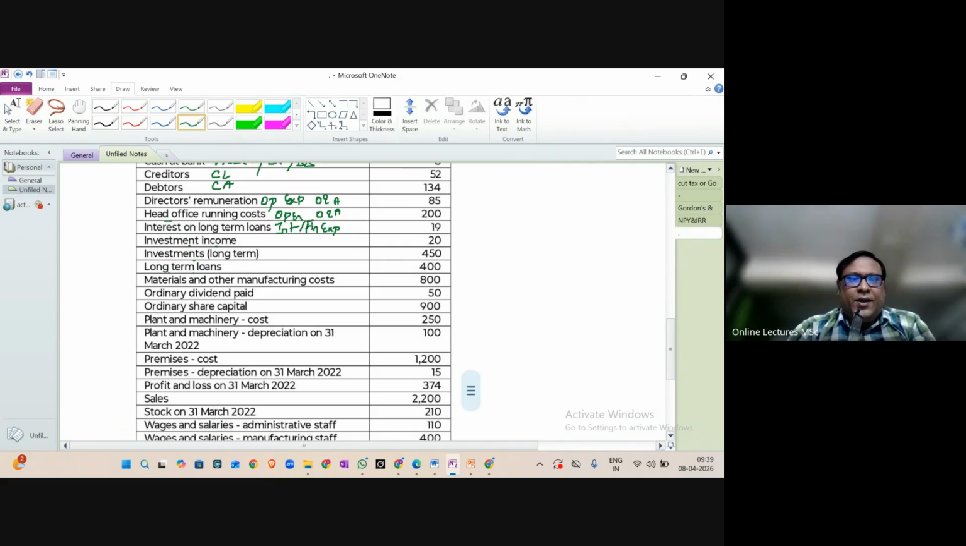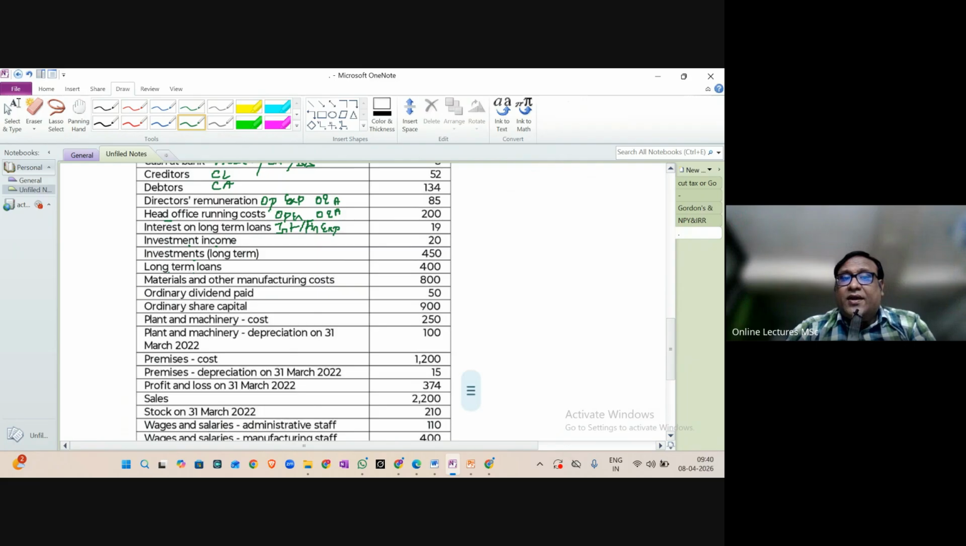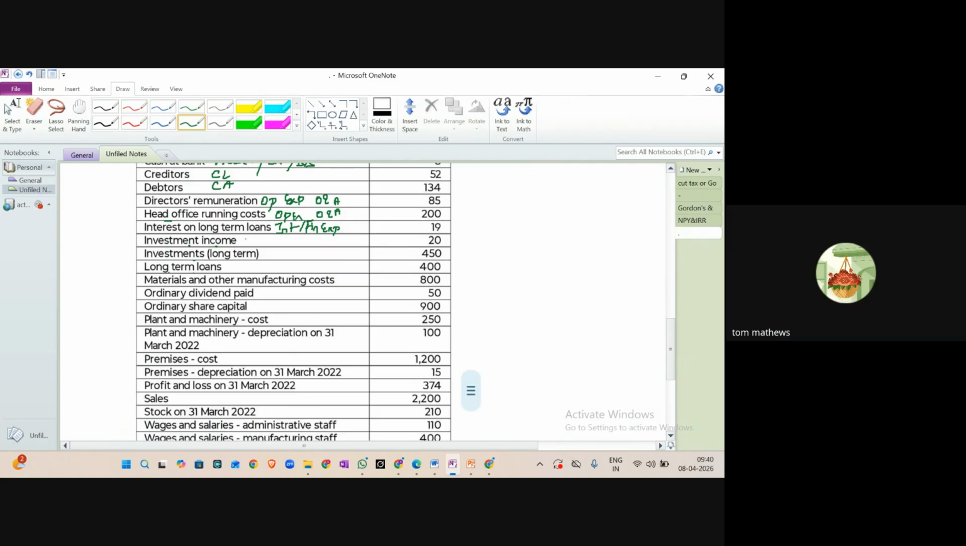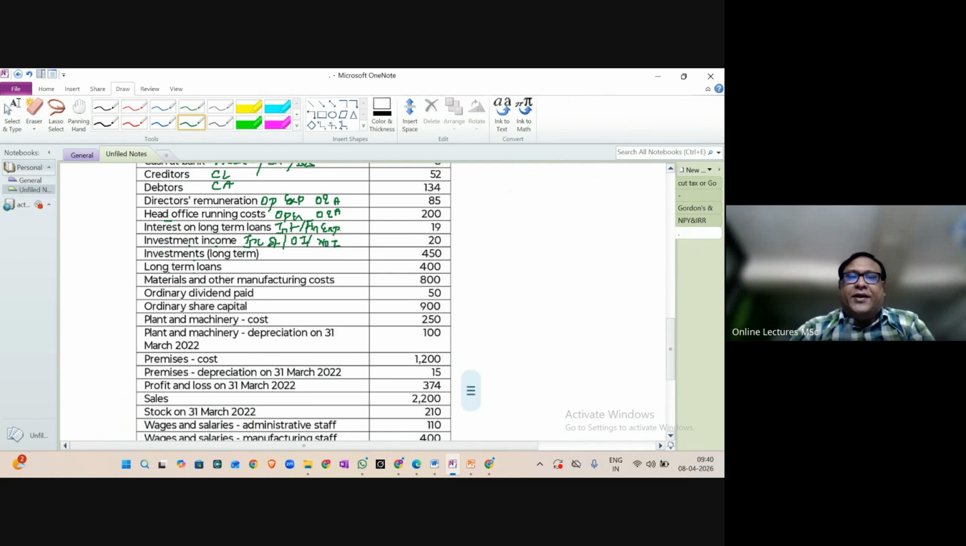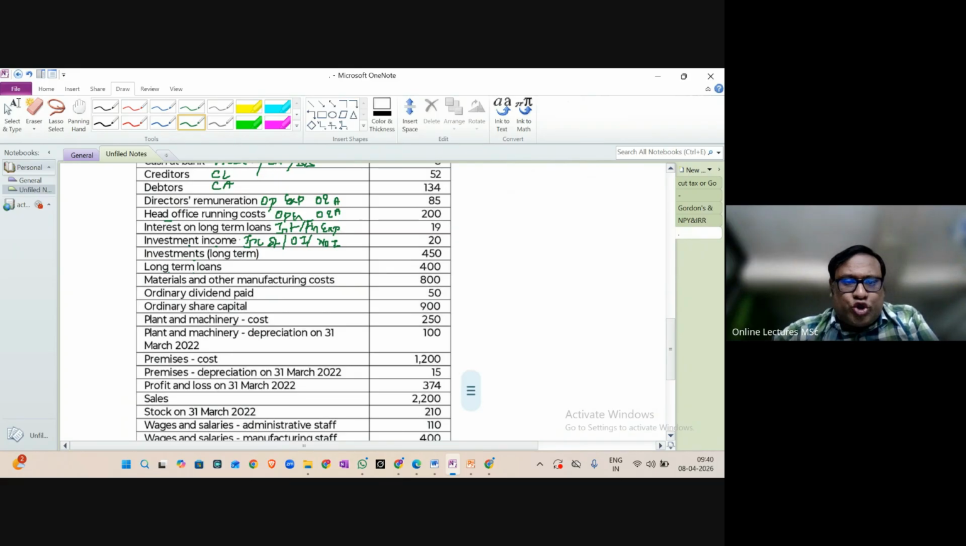Investment income is an asset only. Sorry. No, sir. Investment income is in your income statement, either other income or non-operating income, depending on how you have defined your company. Preferably, we can take it as non-operating. Investment long term is an asset only. Sorry, sir. Investment long term is a non-current asset. Non-current asset. Good job. Continue, sir.